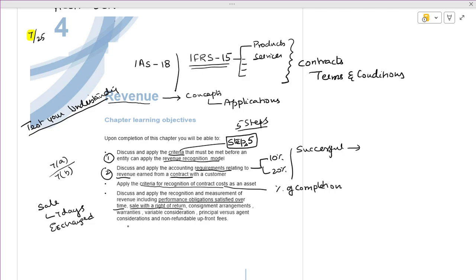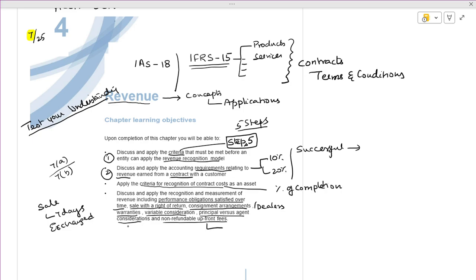We are talking in terms of consignment arrangements. We'll talk in terms of warranties. It will take into consideration dealers also. Variable consideration, based on the percentage. What is the principal versus agent consideration? And in some cases, non-refundable upfront fees.